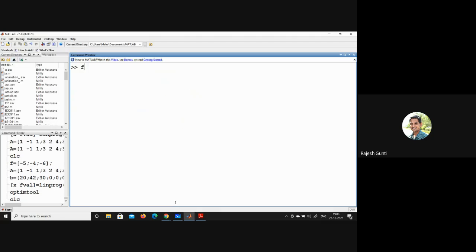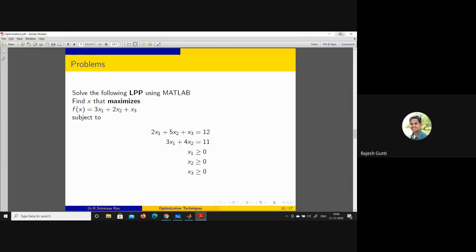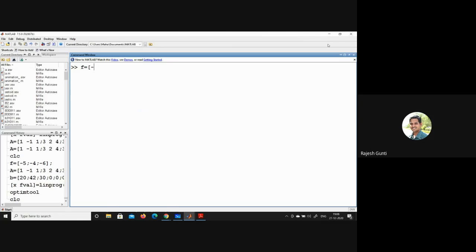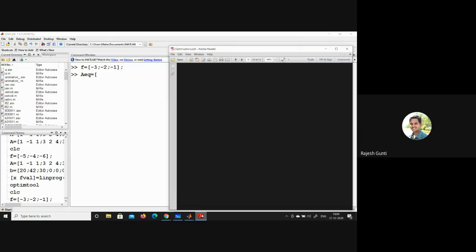Yes. F is equal to minus 3, minus 2, minus 1. Capital A null, small b null. A equal, right hand side is your choice. Any A equal. I am writing here also we can take capital A, not a problem. But this is for equality constraints.